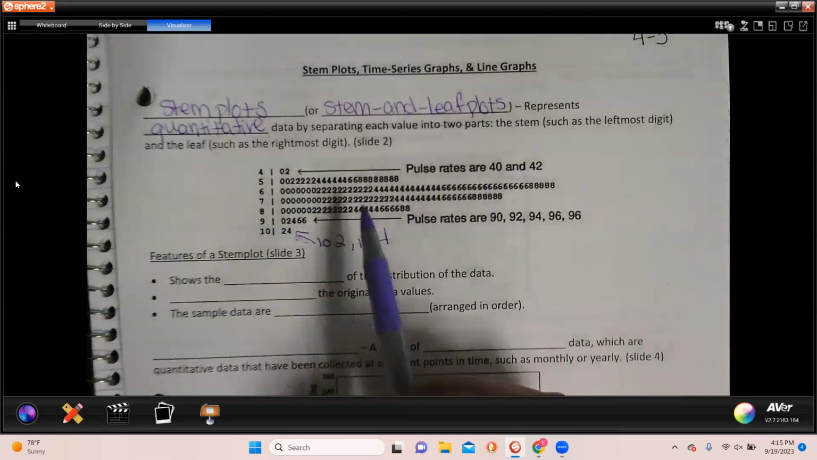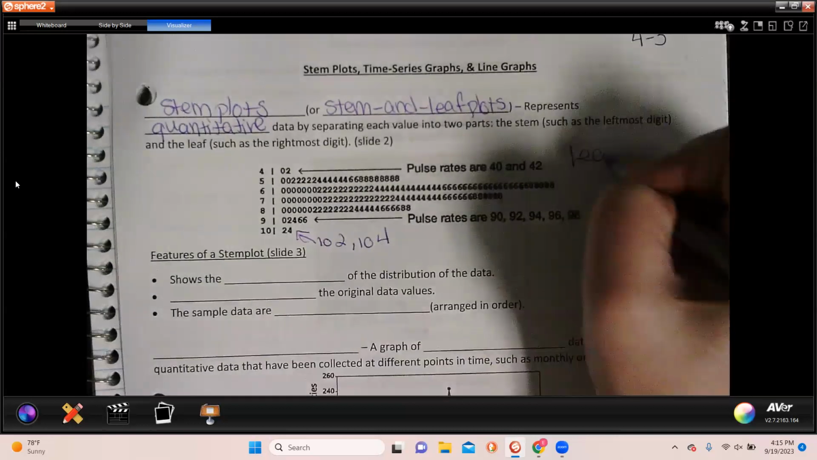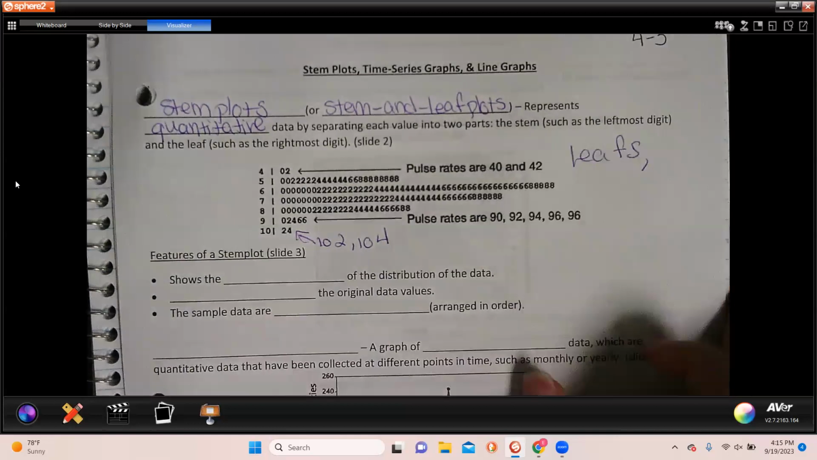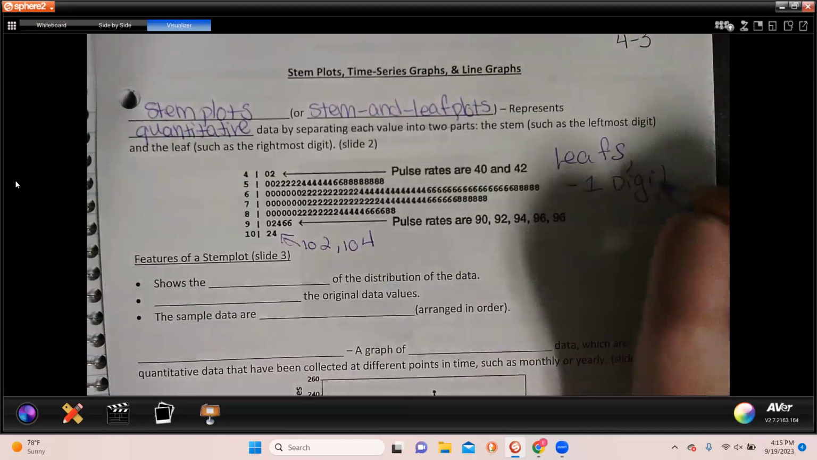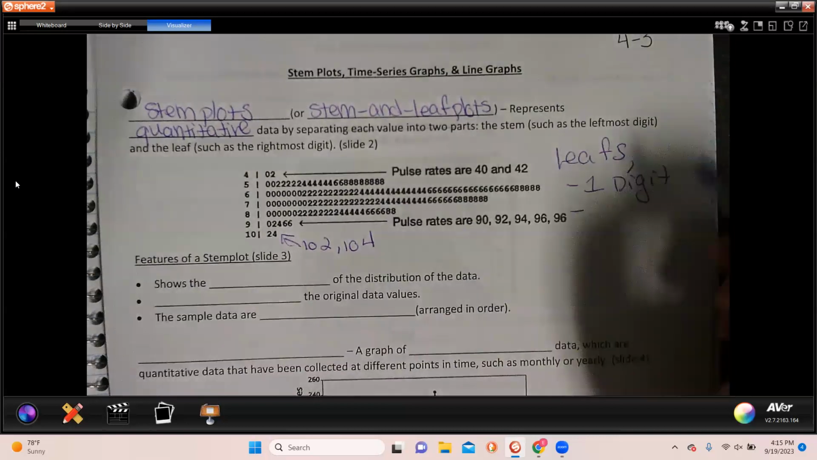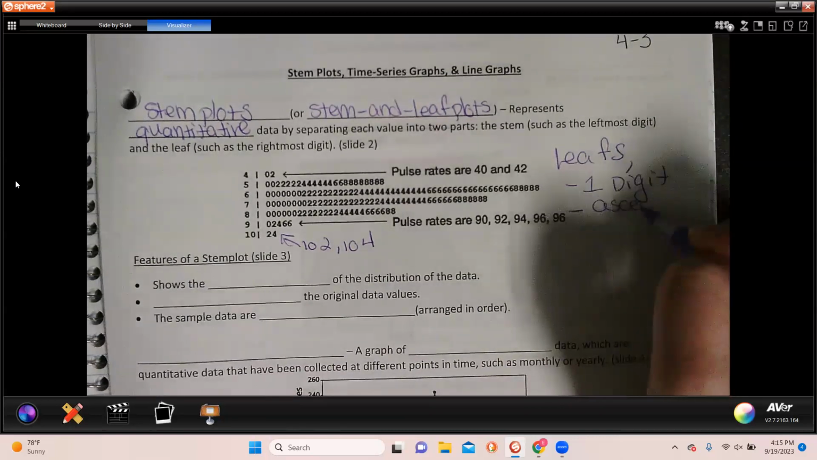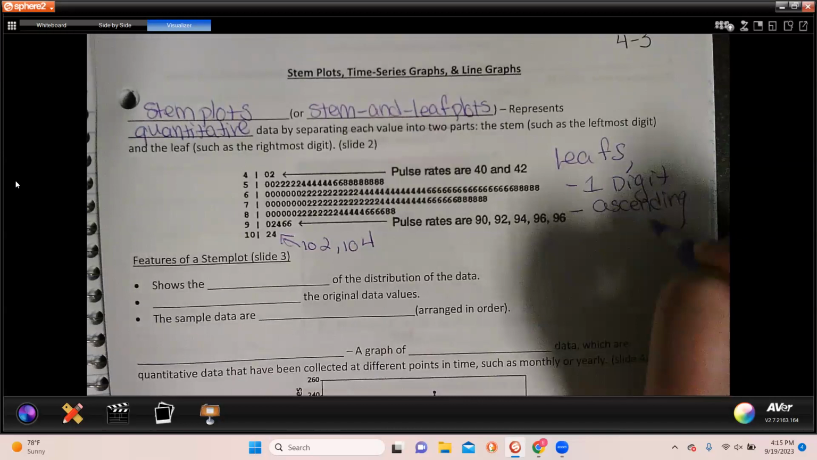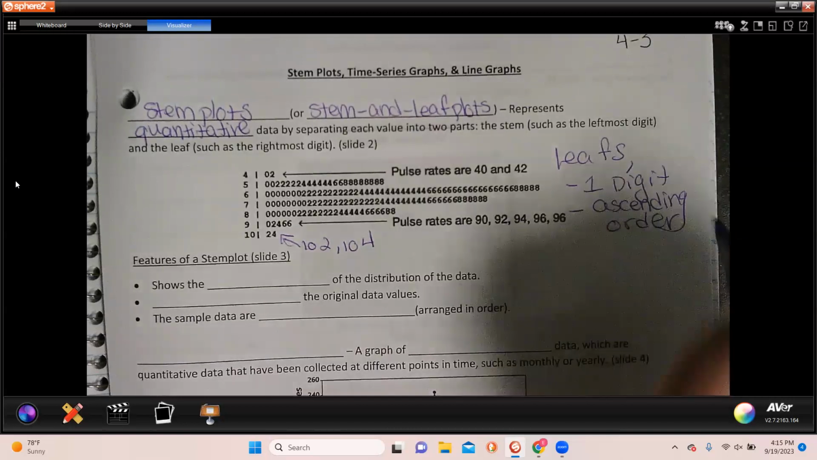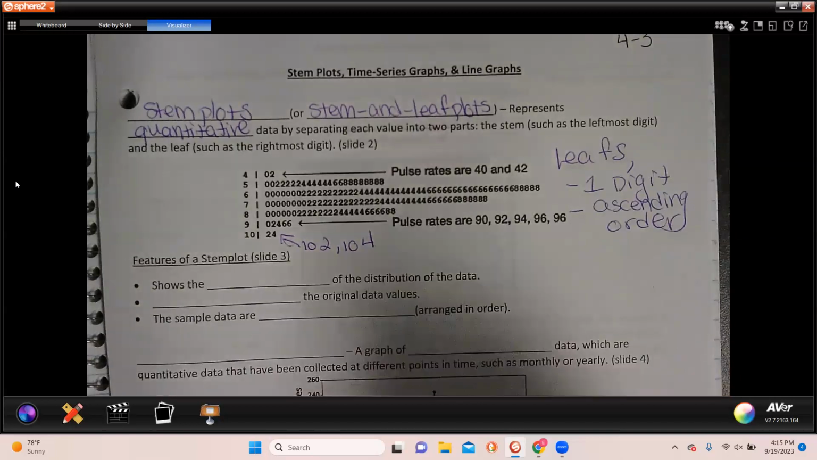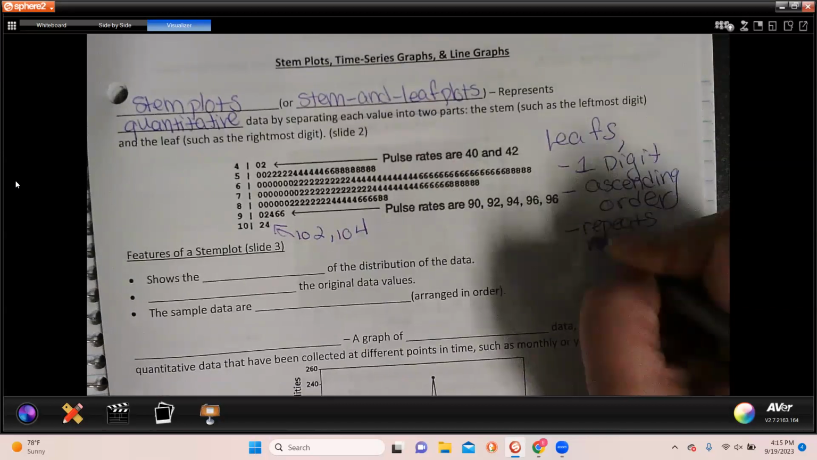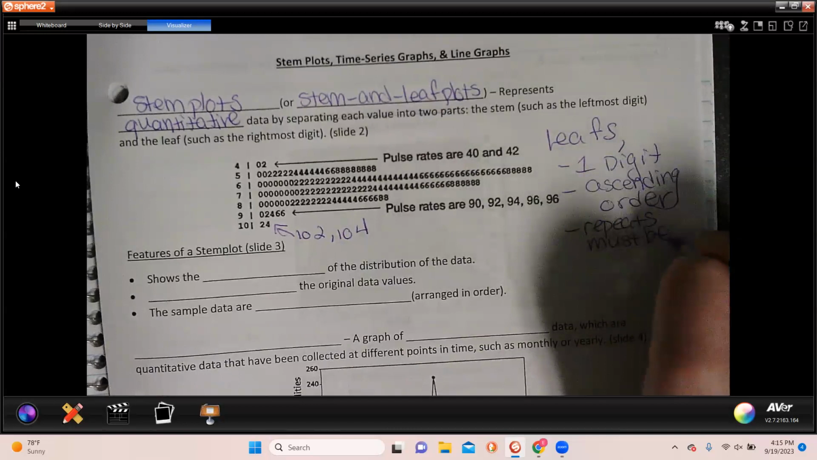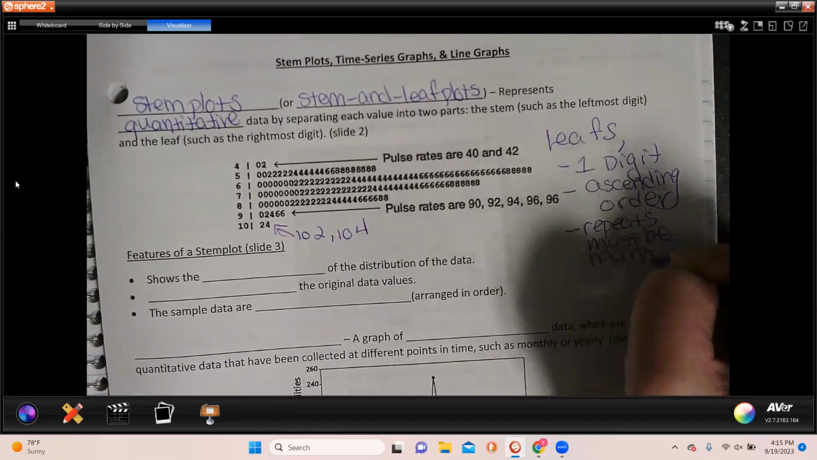Okay, the leaves can only be one digit, and they must be in ascending order. So start with the lowest and go to the highest. Okay, repeats must be marked. This is all very important to do.